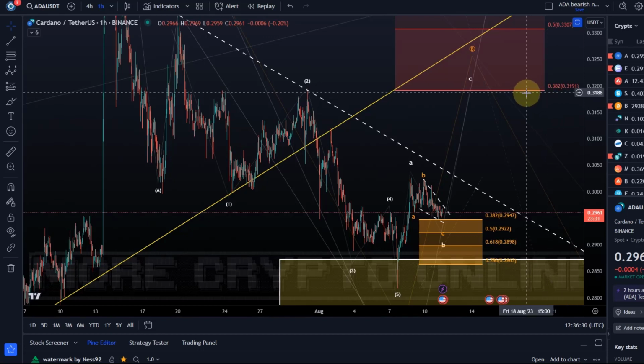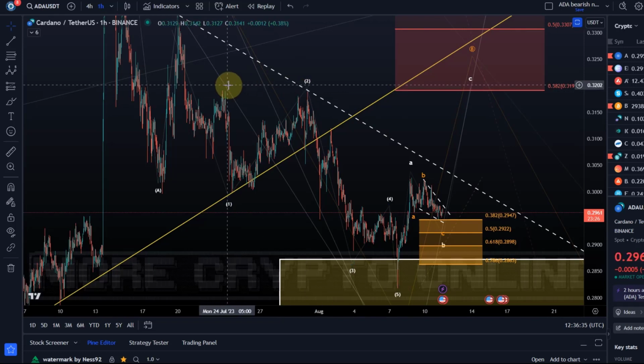Also 32 cents, likely strong resistance. It's Fibonacci resistance and the wave 2 high. And here it was another swing high. That's my update about ADA.